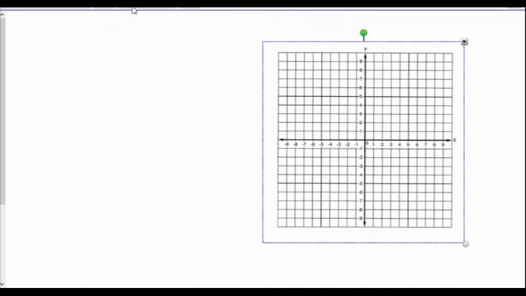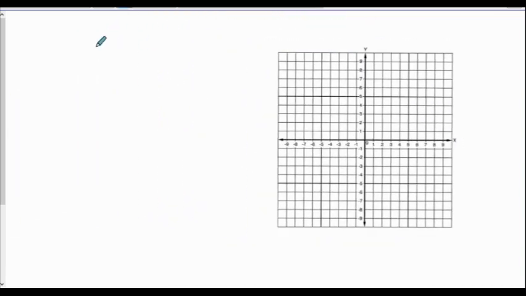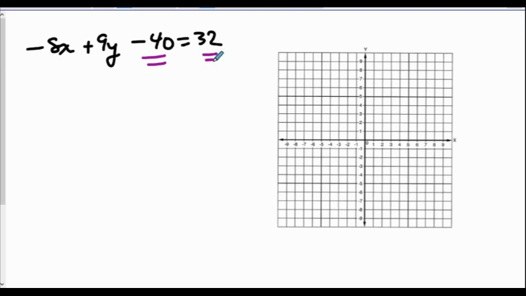Here's my grid. And this time it's not really either form. It's not going to be standard or general form. And these numbers don't have to be perfect integers either, but let's just do, what if I had negative 8x plus 9y, take away 40 equals 32. It's not in standard form because this is here, and it's not in general form because that should be a 0. But we're going to solve it the same way.